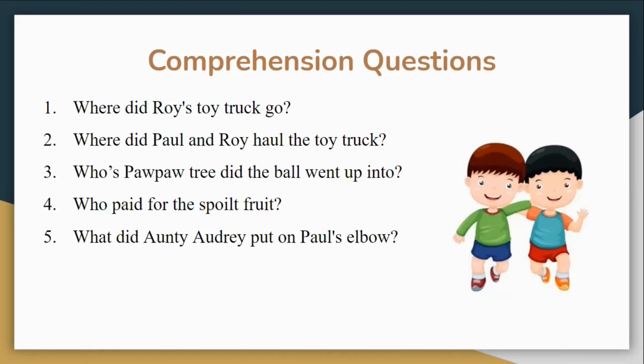These five questions were developed in accordance to the short passage. 1. Where did Roy's toy truck go? 2. Where did Paul and Roy hold the toy truck? 3. Whose purple tree did the ball go up into? 4. Who paid for the spoiled fruit? 5. What did Auntie Audrey put on Paul's elbow?